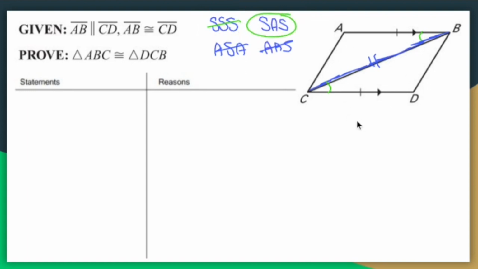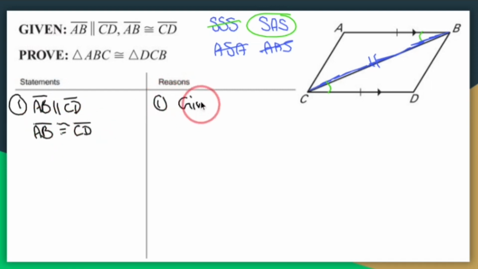So I'm going to start out with my given, then I'm going to show that BC equals BC, and then I'm going to show that angle ABC is congruent to angle DCB using the definition of alternate interior angles. So let's write out our given first. That AB is parallel to CD, and AB is congruent to CD, given. It doesn't matter the order that you do these. This is just the order that I discovered them.